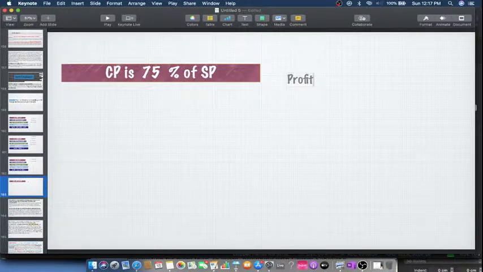Profit and margin in percentages. CP is 75% of SP. Then I can add another layer of question very easily.